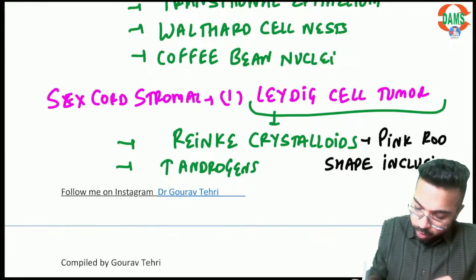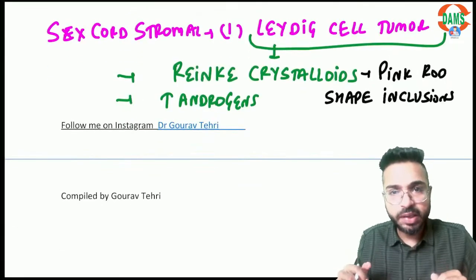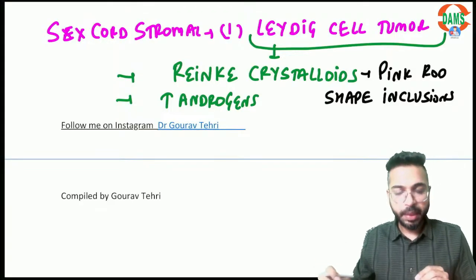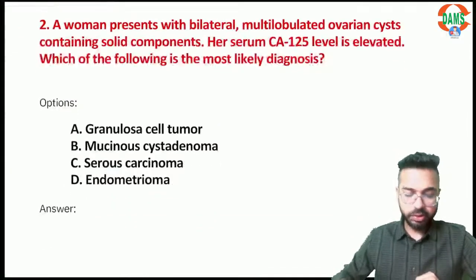So Call-Exner bodies are seen in granulosa cell tumor of the ovary, and Reinke crystalloids are seen in Leydig cell tumor of the ovary. Then we'll move to the next question.